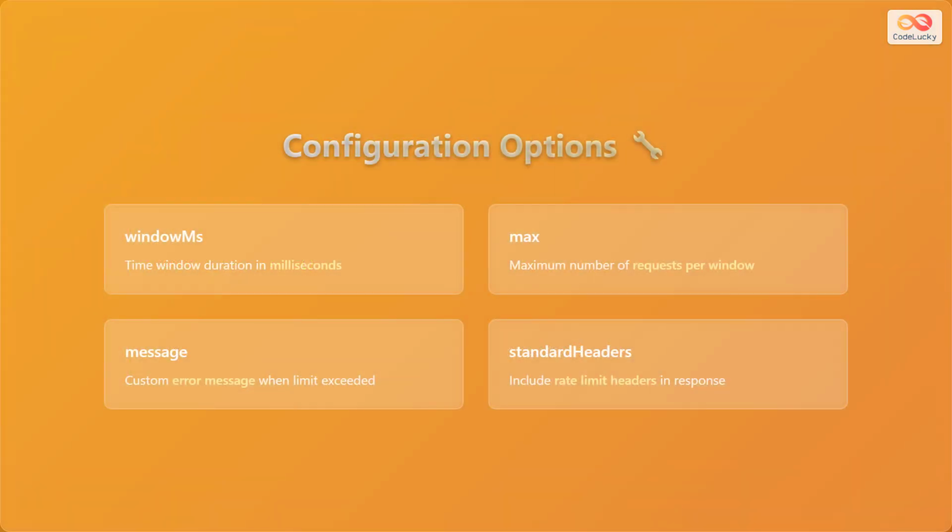The Express Rate Limit middleware provides several configuration options to customize its behavior. windowMs defines the duration of the time window in milliseconds. Max specifies the maximum number of requests allowed within the window. Message allows you to set a custom error message when the rate limit is exceeded. Standard headers includes rate limit headers in the response, providing information about the current rate limit status.